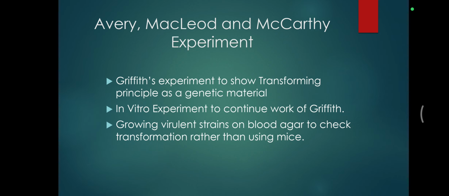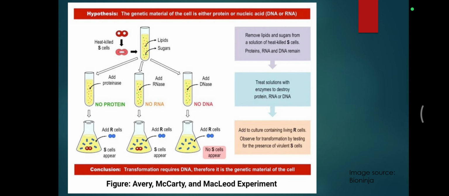He used in vivo conditions, that means he used the strain Streptococcus pneumoniae and a lab animal, mice. But Avery, MacLeod and McCarty used in vitro conditions to continue the work of Griffith. They used virulent strains of Streptococcus pneumoniae which were grown on blood agar to check whether transformation is occurring or not, rather than using mice. So let's see the experiment.